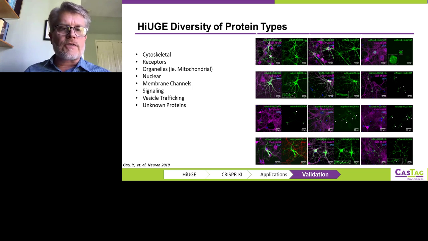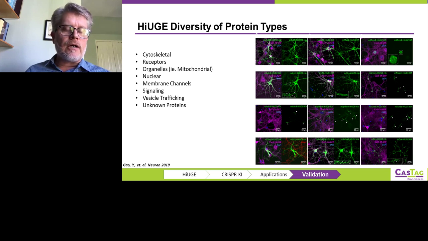Okay, so this works for a wide variety of diverse protein types. This is just an image example of 12 different proteins that we designed guides for and labeled in primary neurons within a week. So this is quite easy to use and quite rapid.